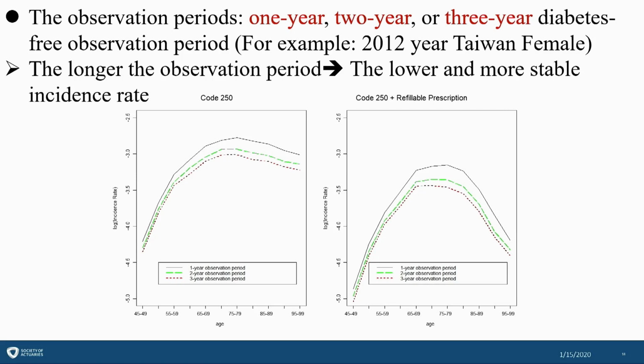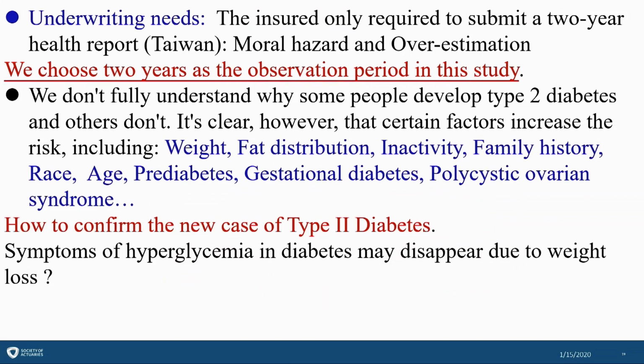We try many observation periods. That's an example: 1 year, 2 year, or 3 year diabetes-free observation period. We find that the longer the observation period, the lower and the more stable the incidence rate. For underwriting needs in Taiwan, the insurance only requires submitting a 2-year health report. We consider moral hazard and the overestimation question, so we choose 2 years as the observation period in this study.